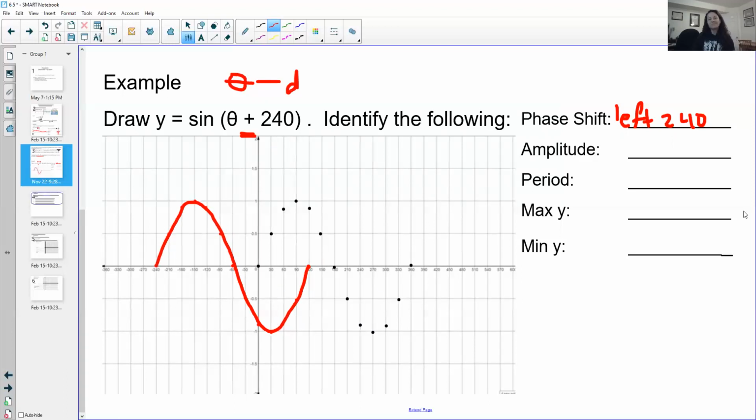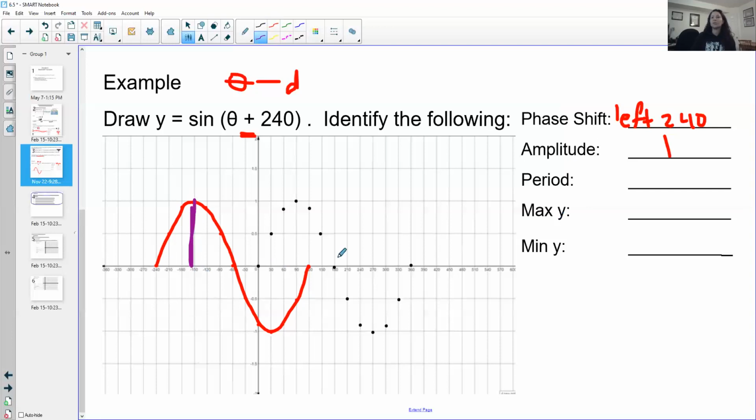There you go. All right, and now we can use our curve to identify anything else that might be happening or to answer these questions at the side. So remember, amplitude is the height from our equation of the axis all the way up to the highest point. We haven't stretched or compressed it. Our amplitude is still 1.